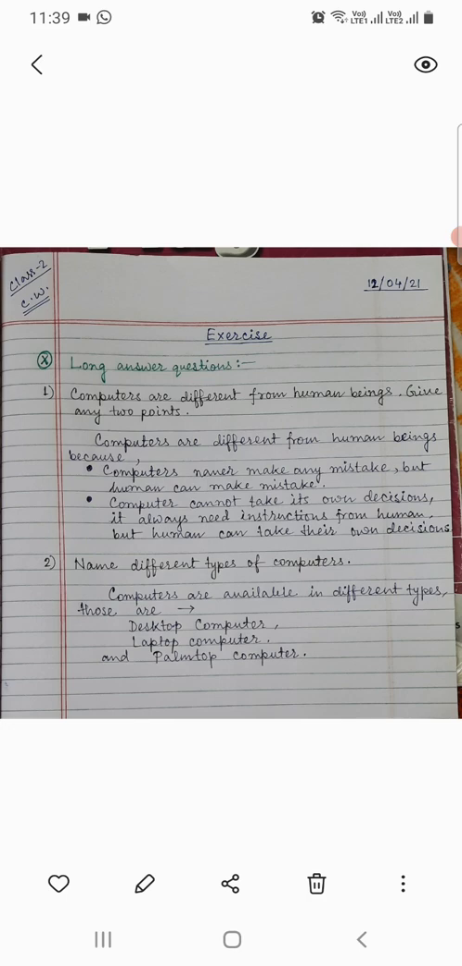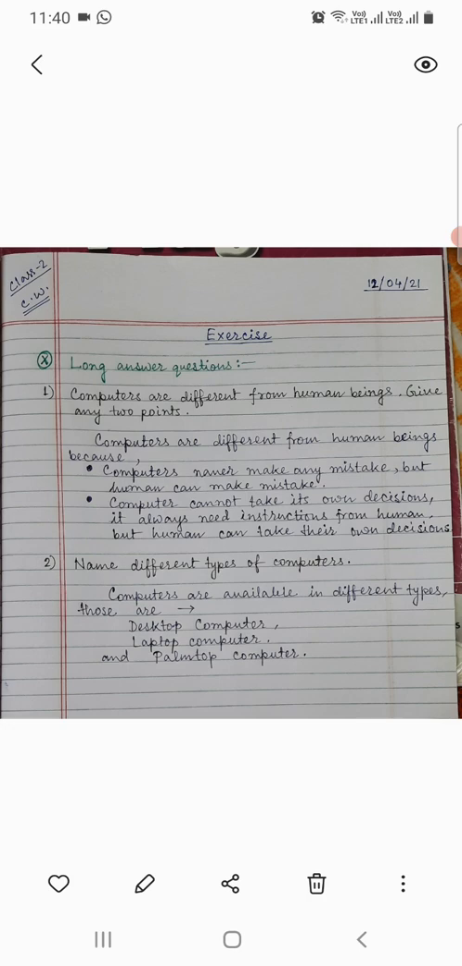What are the points we have? Computers are different from human beings because number 1, computers never make any mistake, but humans can make mistakes. That means computers never make any mistake. As a computer is a machine, it does not make any mistake, but humans can make mistakes.